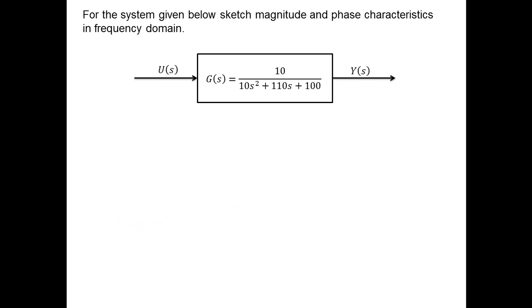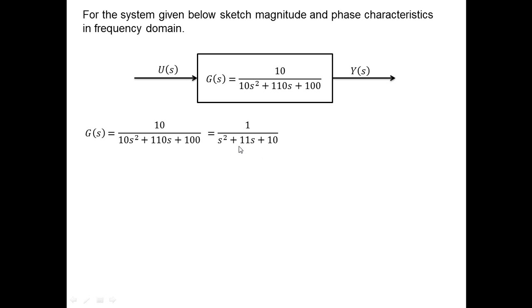Okay, in the second problem, I would like to draw the Bode plot of this transfer function. To find this one, I have G(s) equal to 10 over 10 s squared plus 110 s plus 100. At the first step, I just factor out 10 from numerator and denominator, so I will have 1 over s squared plus 11s plus 10.